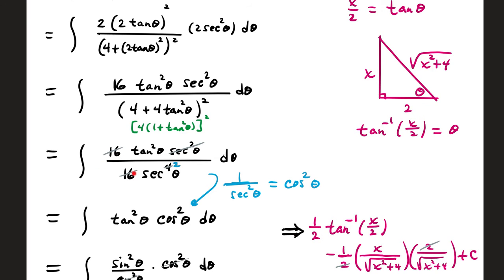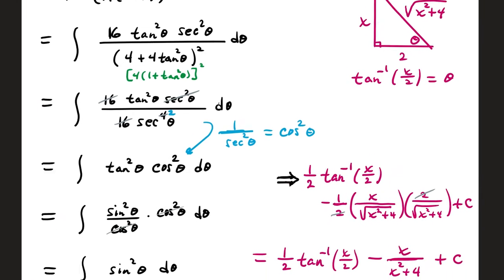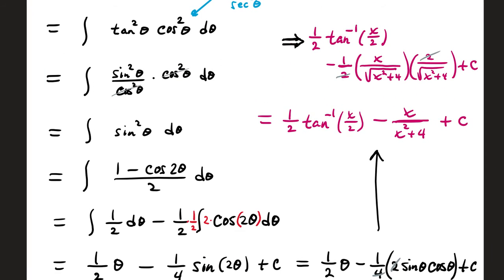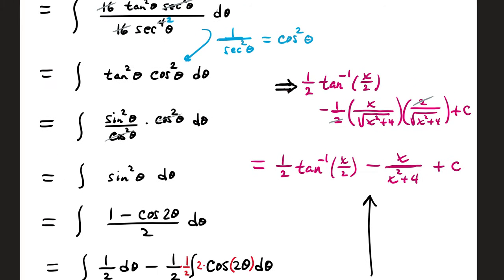Simplifying, we can cancel the 16s, and we can also cancel 2 of the secant thetas. 2 from the top, 2 from the bottom, and that leaves us 2 in the denominator. Since secant is the reciprocal of cosine, 1 over secant squared theta can be replaced with cosine squared theta. And that's on this level. We have the integral of tangent squared cosine squared theta d theta.